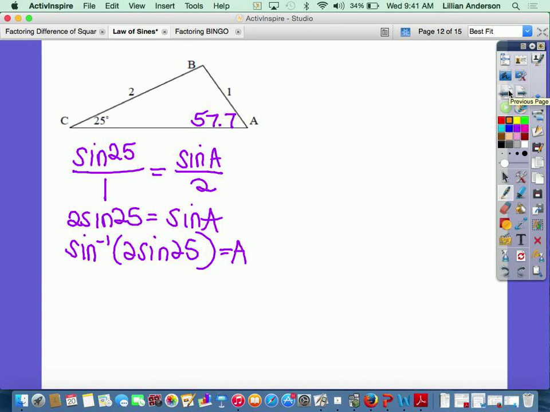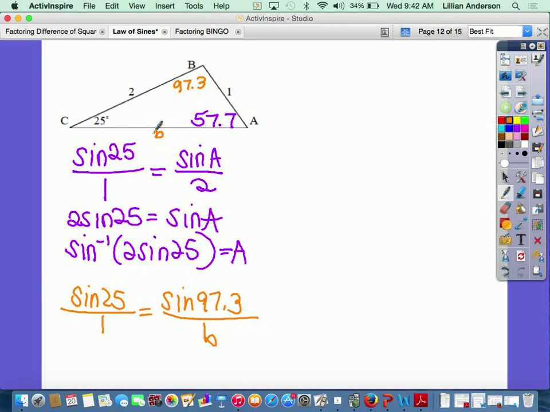Here, what's angle B? 97.3, because you add 25 and 57.7, subtract that from 180. And now to find side B here, you're going to use side C. Sine 25 over 1 equals sine 97.3 over little b. Cross multiply, and divide. 2.35. Confirmation? Yes. There you go.